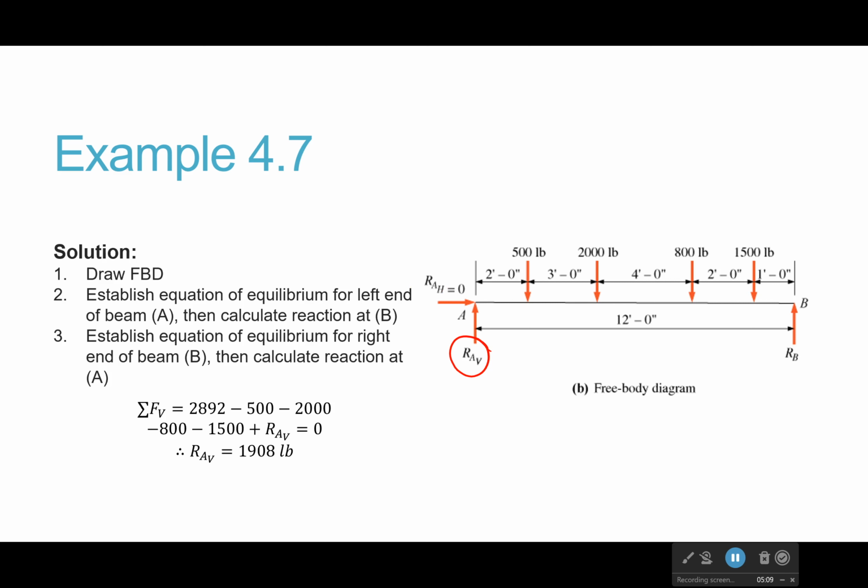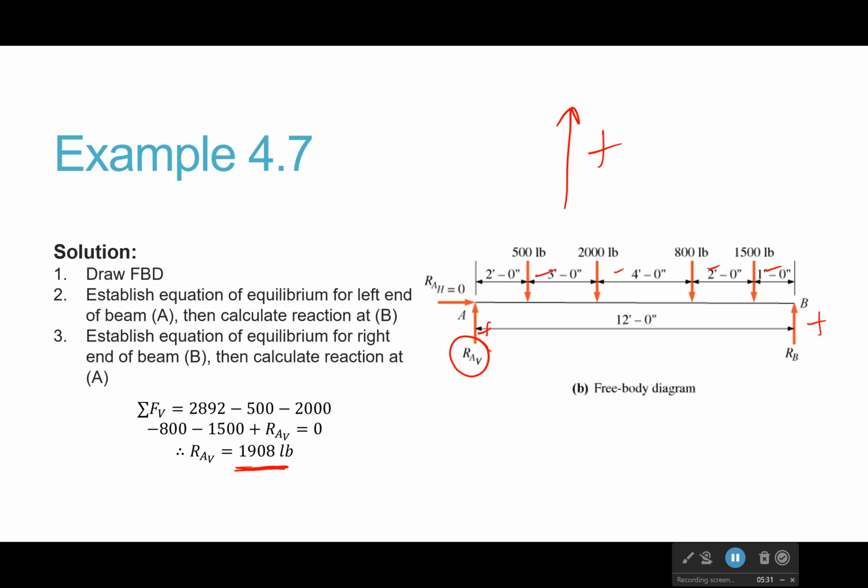Now, this is the point where direction does matter. You have to decide what direction is going to be positive. I choose up as positive typically. And so this is positive, and all of these forces are negative. This is also positive. So once I have that, I can get the vertical force at point A, which would be 1,908 pounds.